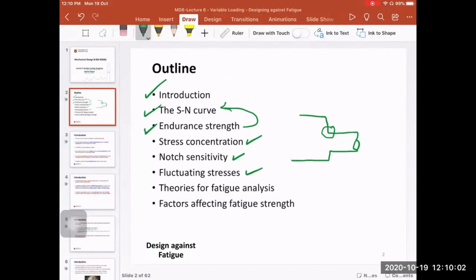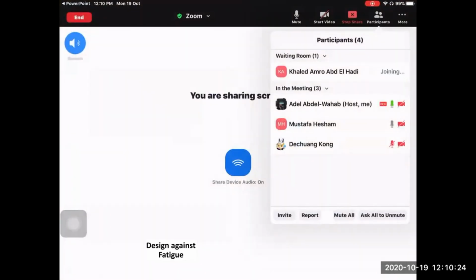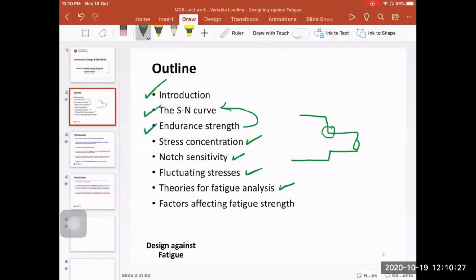So what type of stresses are there? Because these are the applied stresses, including sinusoidal loading, etc. Then we are going to talk about theories for fatigue failure, for direct stress, bending stress, torsional stress, combined stress, etc. Towards the end of the class or the lecture, I'm going to focus more on the factors that affect the fatigue strength of the material.